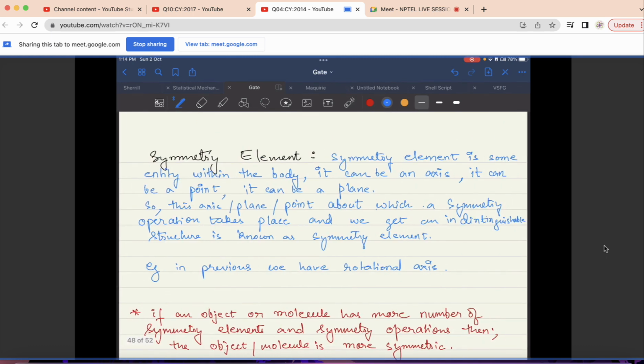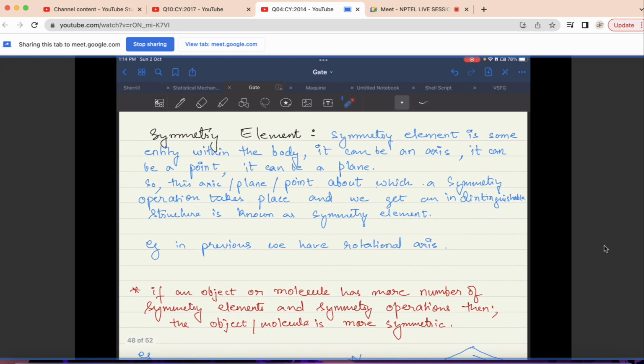Now let's move into what symmetry elements are. A symmetry element is some entity within the body. It can be an axis, it can be a point, it can be a plane. This axis, plane or point about which symmetry operations take place and we get an indistinguishable structure is known as the symmetry element.